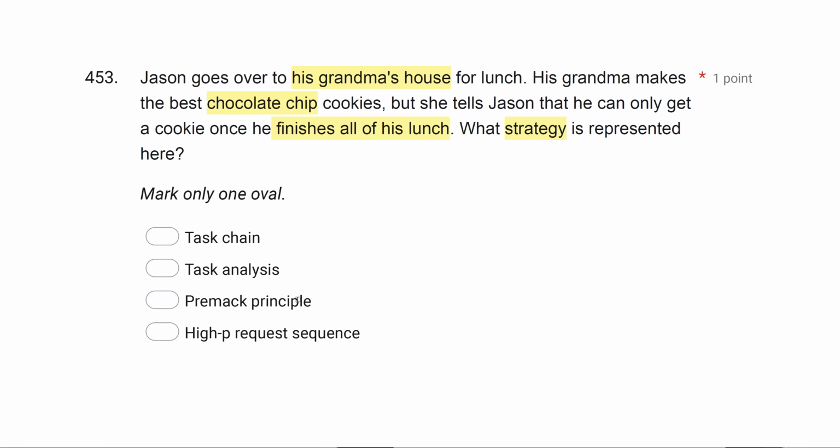C, Premack principle. The Premack principle, also called Grandma's Law, is the opportunity or the use of the higher preferred or higher likelihood behavior as the consequence for the lower likelihood behavior. So in this case, eating the lunch gets the cookies. You can engage in the cookies if you finish your lunch. That is the Premack principle. The high P request sequence is not the opposite, but it kind of is because with high P, we're trying to get all our high probability behaviors first to build momentum. In this case, grandma is using the Premack principle.